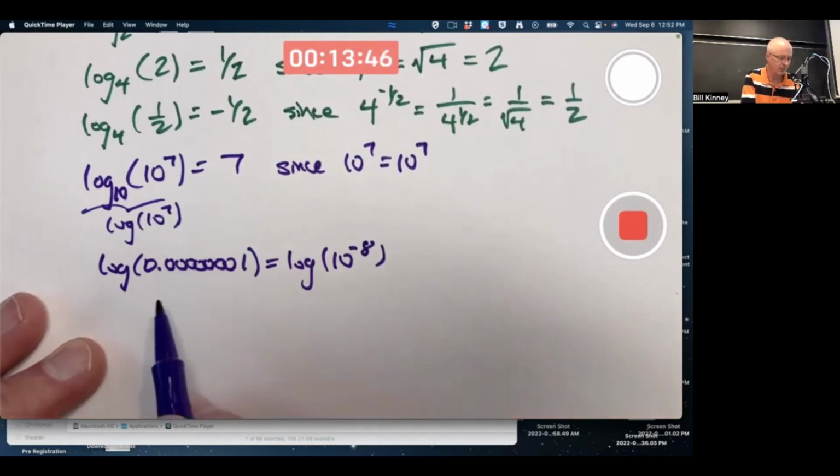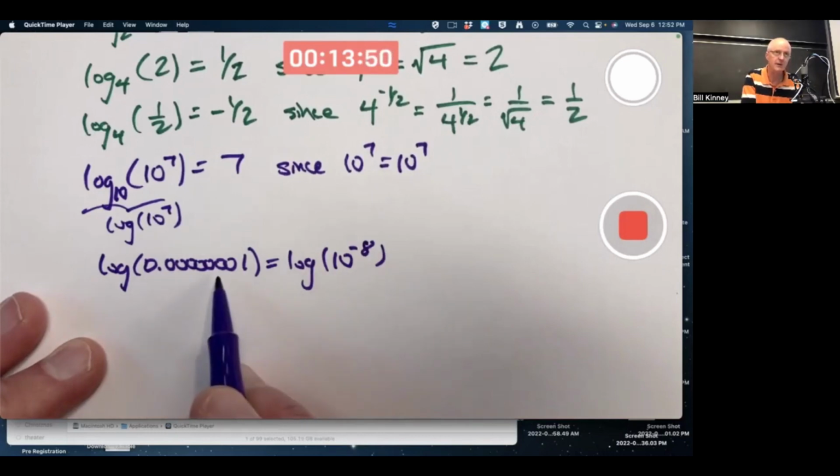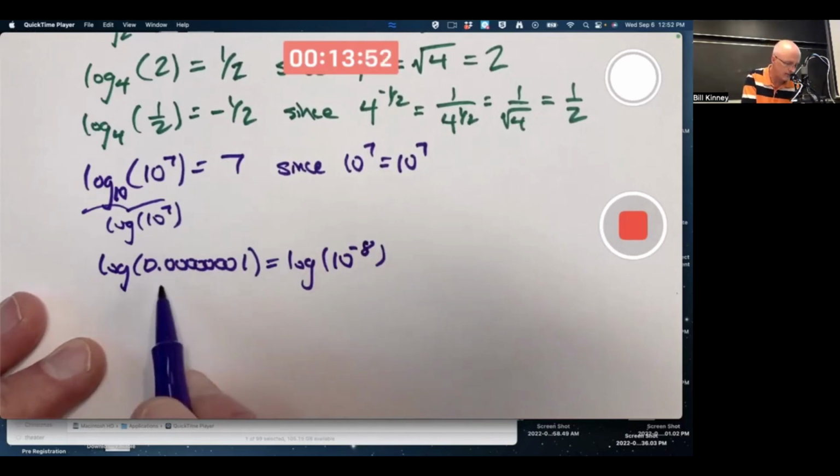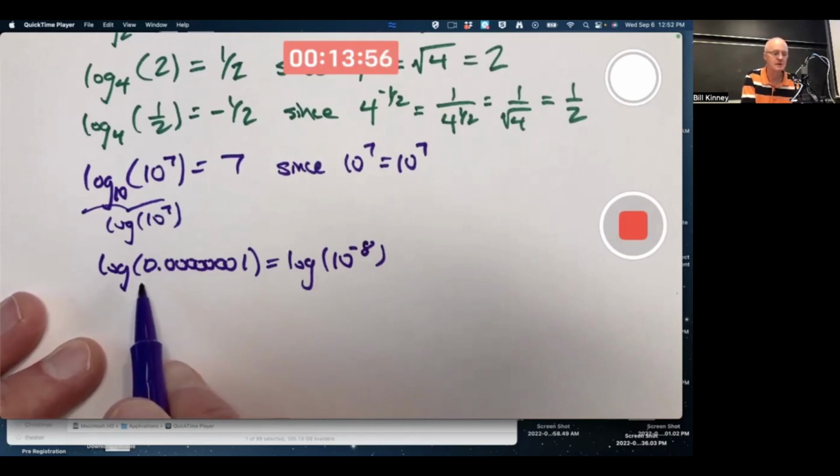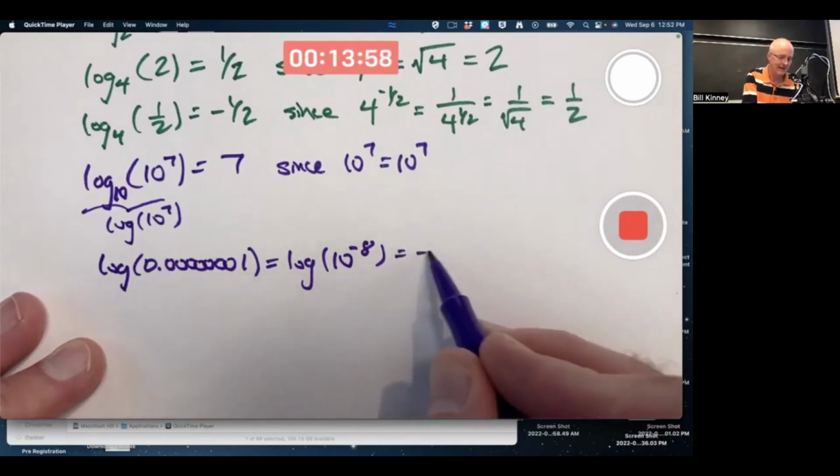Another way to think of it is if you put a 0 in front of the decimal and then your other zeros, there are 8 zeros total there, as long as you put the 0 in front of the decimal too. Oh, that's negative 8.